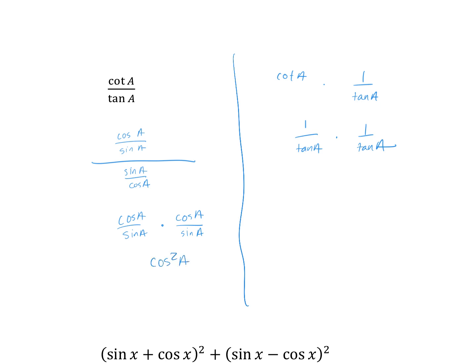I got cosine squared A over sine squared A, which I would call cotangent squared A. Because that's essentially cosine of A over sine of A, just taken as squared. Yep. If I look at this one, I get 1 over tangent squared A, which, since 1 over tangent is cotangent, would be cotangent squared A. I'm good with either of those.